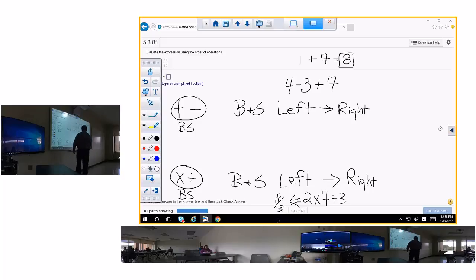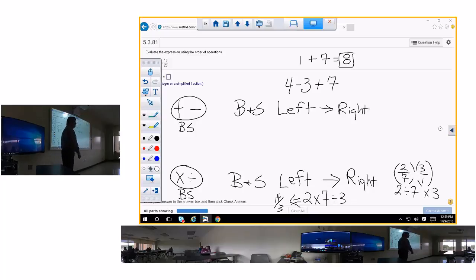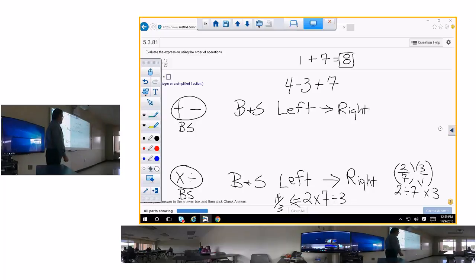But if I switch it and go this way, 2 divided by 7 times 3, then I'm going to have a fraction when I start off. 2 divided by 7 times 3 over 1. You see? Left to right. If you have brother and sister, you go left to right.